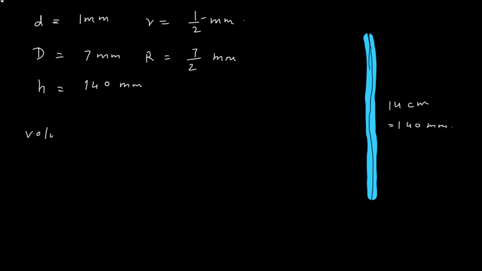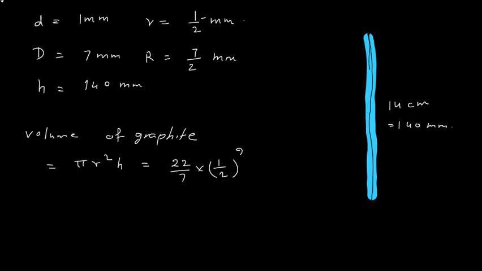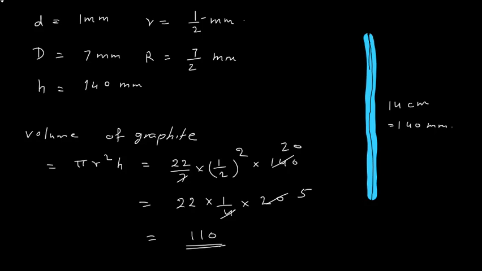So here, volume of graphite, this inner volume, how we will get? Pi r square h will be the formula. Pi is 22 upon 7, r is 1 upon 2 squared, into h is 140. So 7 twos are 14, I will get 22 into 1 upon 4 into 20. 4 fives are 20, then 5 twos are 10, 110 mm cube. So this is the volume of graphite.